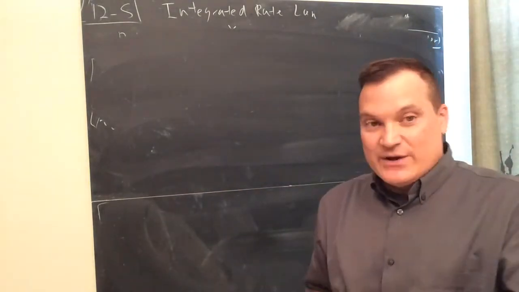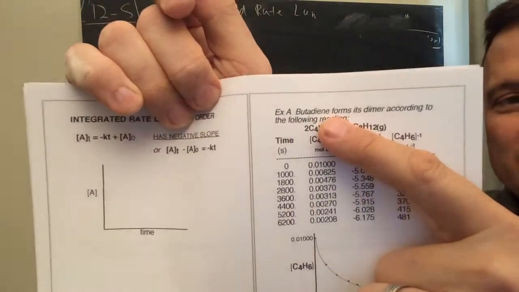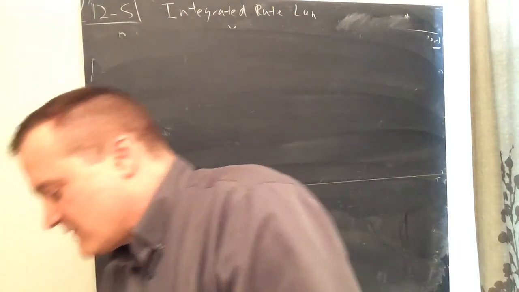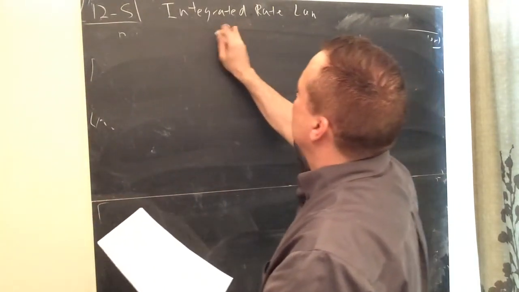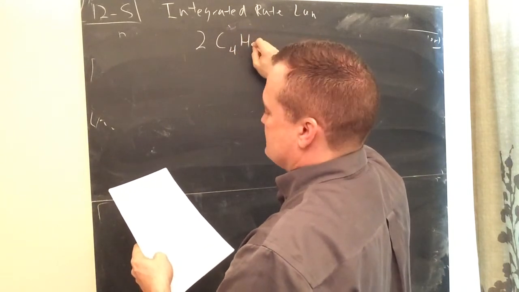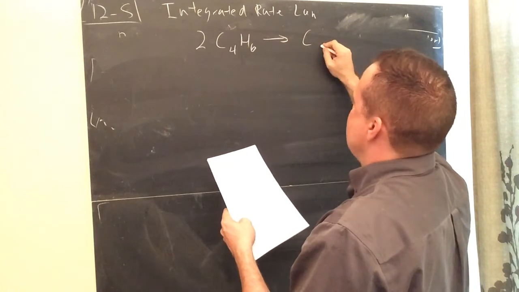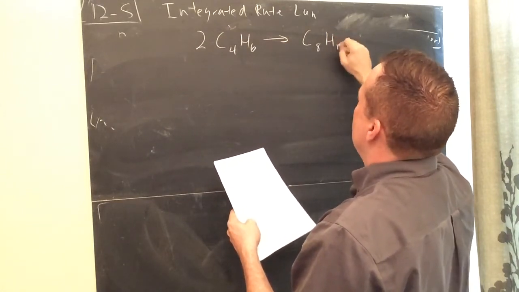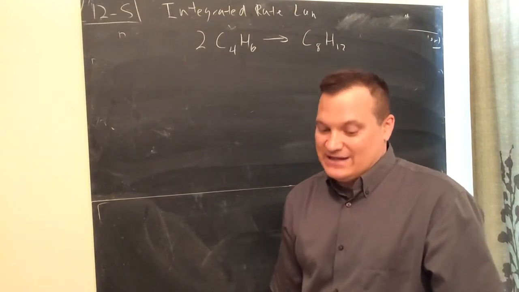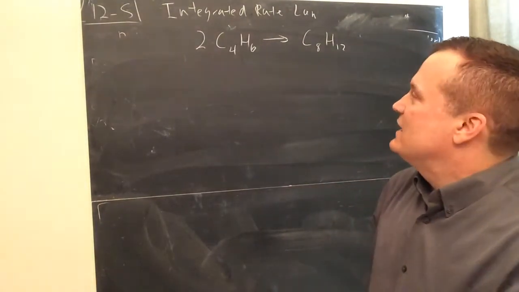Here we go. So here's a problem like they do on the AP. Example A. Butadiene forms its dimer according to the following reaction. 2C4H6 gives you C8H12. By the way, there is something I need to tell you about adding into the equations, and I can tell this problem is going to have it. And I'm going to tell you about that right now.